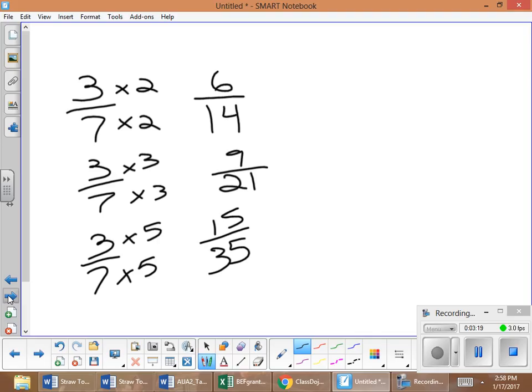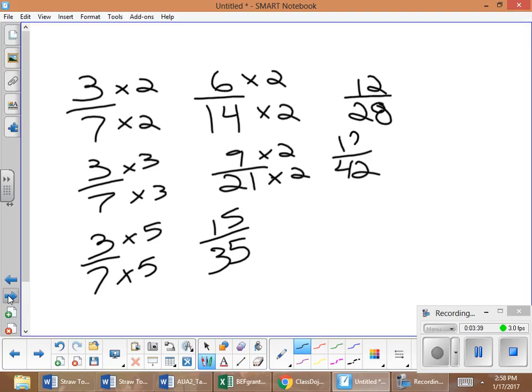Now, we're not done there. If you want to do extra ones, you can take the 6/14 and multiply the bottom by 2 and the top by 2, and you have 28 and 12. Now, if you go down here, I can multiply these. If I want to just start here, look, I can multiply these ones by 2 as well. So I have 42 right here and 18 right here.